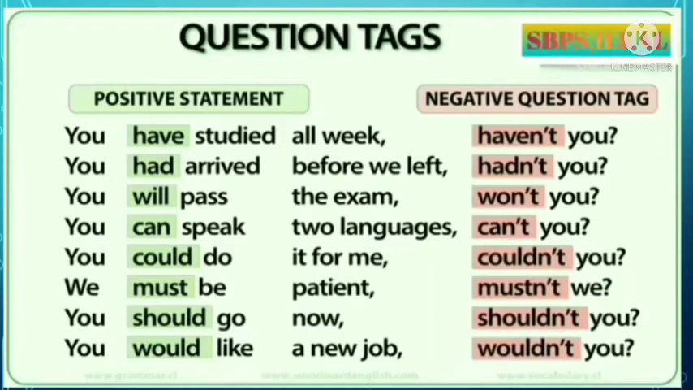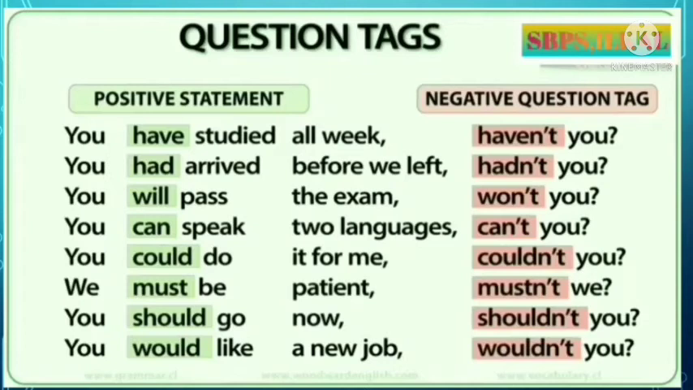Have, had, will, can, could, must, should, would. These are the first verbs in these sentences. You have arrived before we left, haven't you? You will pass the exam, won't you? So the negation word of will is won't.